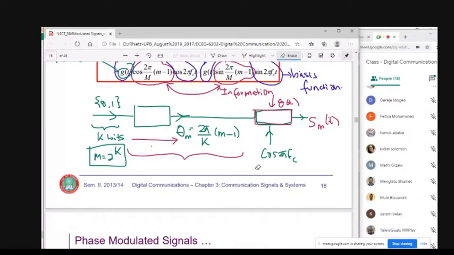Okay, so there are two steps involved. In the first step, the k bits or bit sequences are mapped into phase shift, and in the second step these phase shifts are used to vary the phase of the high frequency signal.